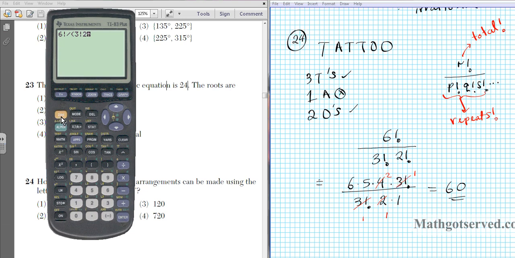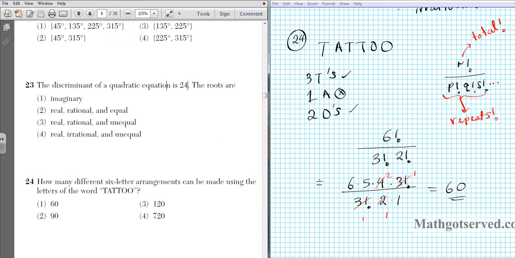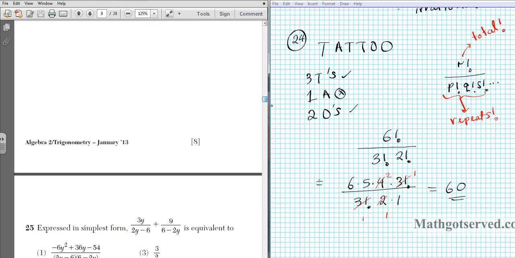Go back to your catalog, scroll up, or you can go to Z and scroll down, same thing. And then you have your factorial. Done. Enter, close that, and final answer is 60. Okay, that's how you do it with a calculator, and I showed you how to do it by hand, whichever method you like. Okay, so you just need to remember this formula for alphabetical permutation, which is the total factorial over the repeats factorial in the denominator. All right.